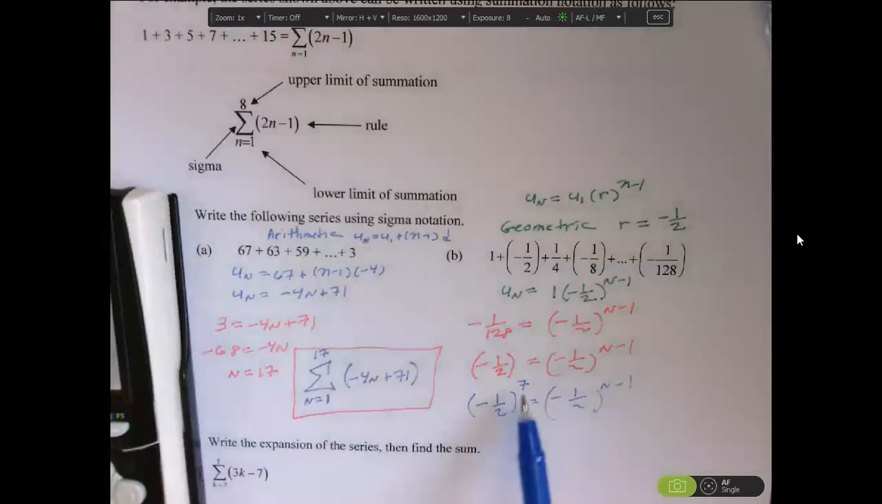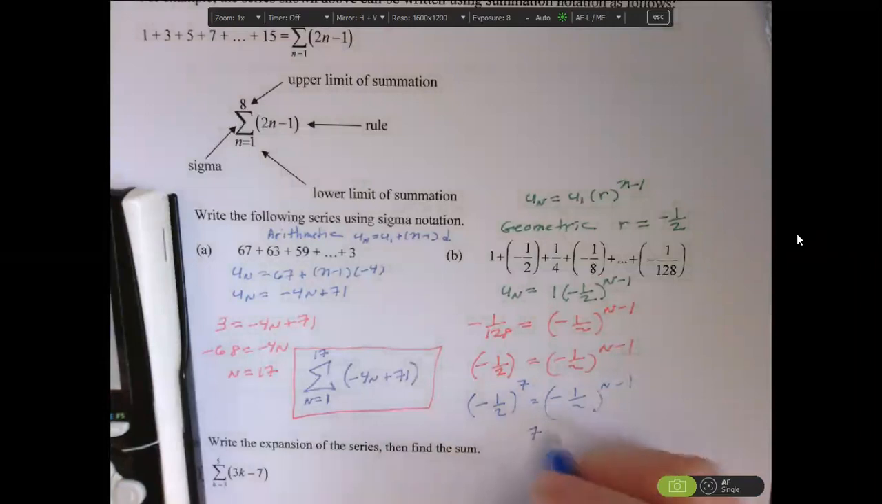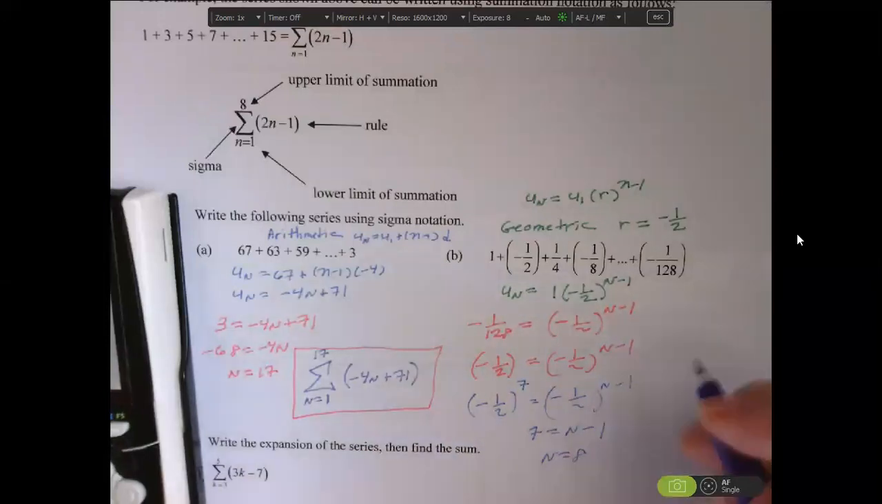So I found that if I raise negative 1/2 to the 7th power, I would get the negative 1/128. Again, I didn't really put all this in the calculator. I just did 2 to the 7th and looked to see whether it was 128, which it is. Now, that does not mean that n is 7. It's negative 1/2 to the 7th equals negative 1/2 to the n minus 1. Now that I have the same bases, I can set my exponents equal to each other, and I get n equals 8. Okay, so now that n equals 8, I'm ready to write my sigma.